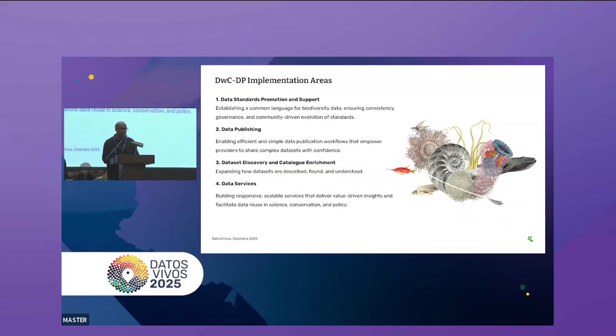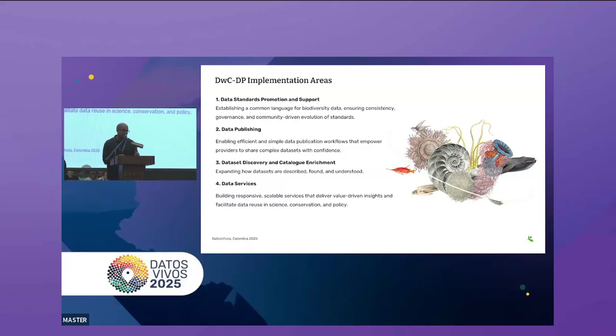The implementation plan has defined the 4 main areas of implementation. The first one is related with data standards, promotion, and support. That work has been presented by others here. The second one is related with data publishing, and is basically how the existing data publishing workflows need to be adapted to support Darwin Core Data Package.